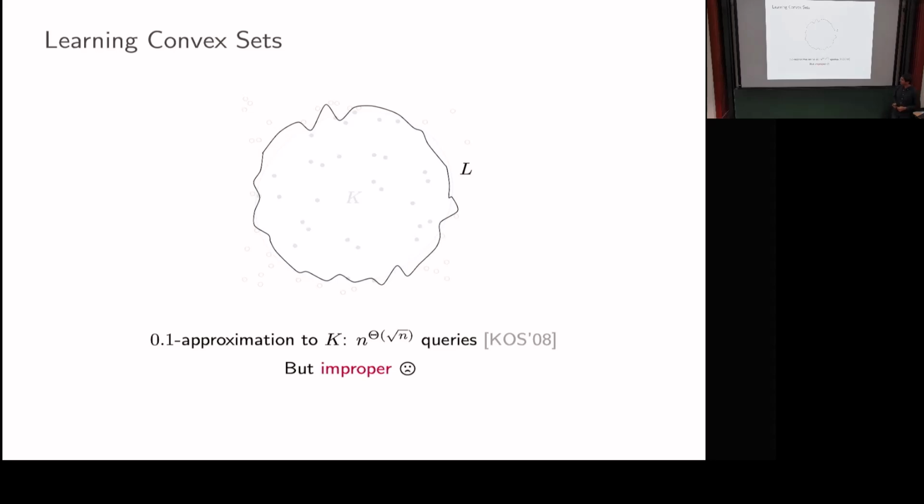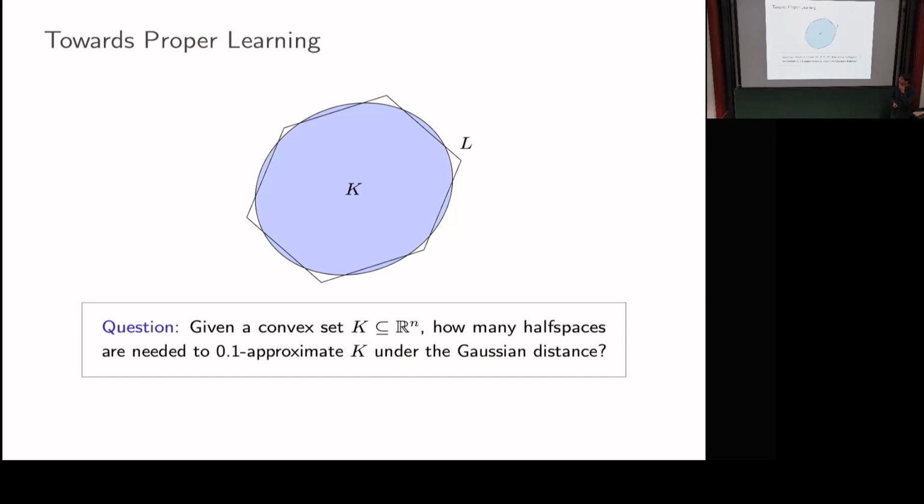And so it'd be nice if you could properly learn convex sets. And well, if you want to properly learn convex sets, you need a class of hypotheses which are also convex. And arguably the simplest such class would be the class of polytopes, yeah? In other words, intersections of half spaces. And this kind of naturally motivates the following question.